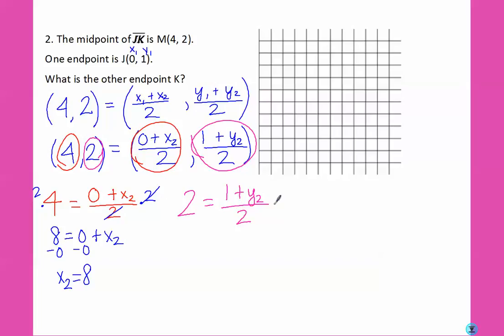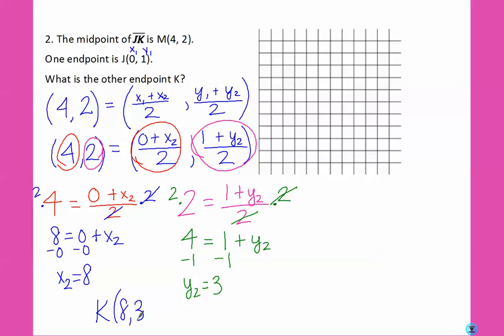With y2, again, we're going to multiply by 2 to undo the division. I get 4 equals 1 plus y2. Subtract the 1 from both sides. My y2 coordinate has to be 3. So therefore, the point K is at 8, 3.